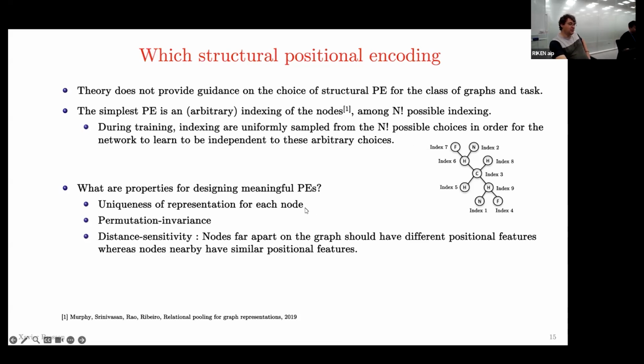So what are the properties to design a meaningful positional encoding? The first one: you want uniqueness for each node, so you want to be able to disentangle each node. You want to have permutation invariance. So if you change the index value, you still want the same positional encoding, right? This is important, again, if you want to generalize. You also want something which is distance sensitive. The distance between, for example, this atom here and this atom here should be proportional to the shortest path between these two nodes. So if you have two close nodes, you want your positional encodings to be close to each other. These are the three properties that we want.